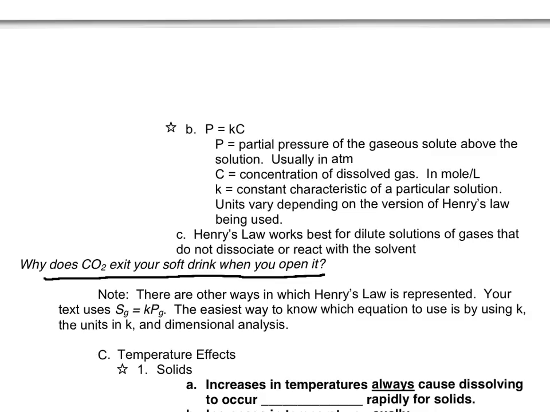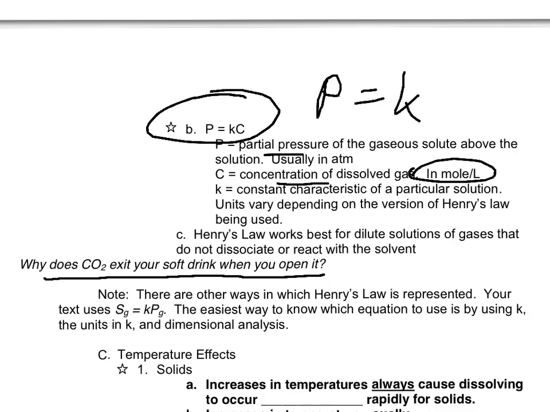The equation that you can use to figure this out is this equation right here. The P stands for the partial pressure of the gaseous solute above the solution. C is the concentration of dissolved gas, or molarity. In fact, a lot of times you'll see it written like this instead, which makes a lot more sense. And then k is a constant that is characteristic for a particular solution.